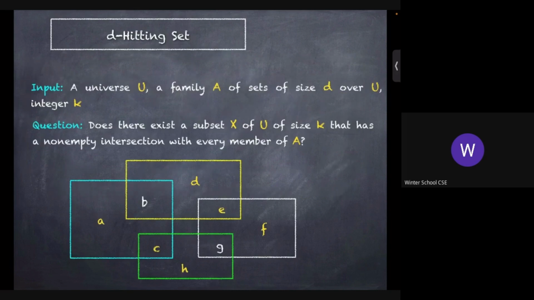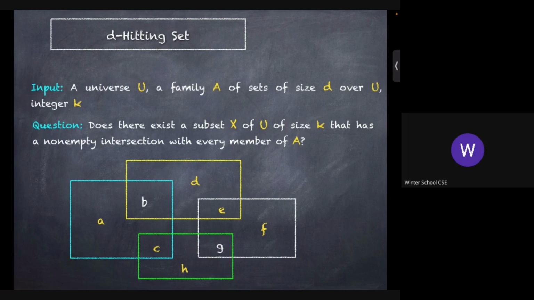But okay, the usual thing: I explain the idea, and now I take another problem which looks similar to what I already explained. And then I will try to apply the same ideas, and we'll see if they work or not. So the similar problem is called d-Hitting Set. Here I have a universe U, a family A of sets of size d over the universe, and an integer k. The question is: does there exist a subset X of U of size k that has a nonempty intersection with every member of A?